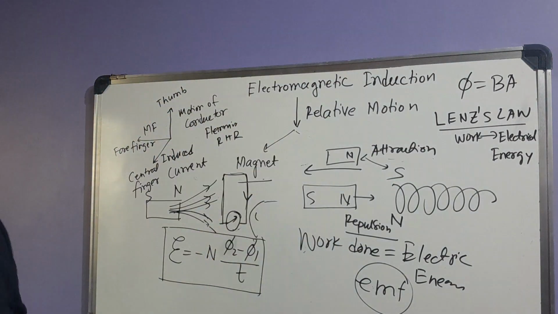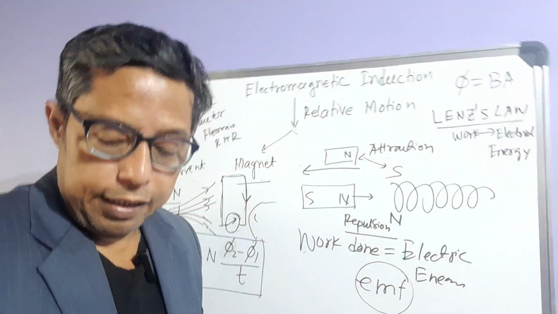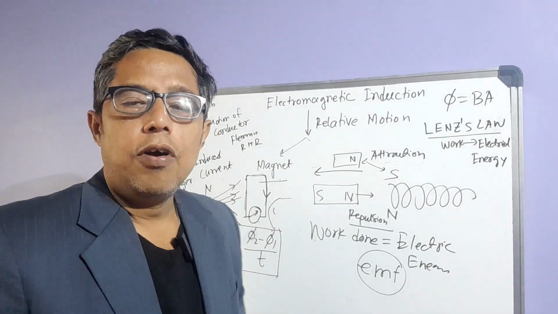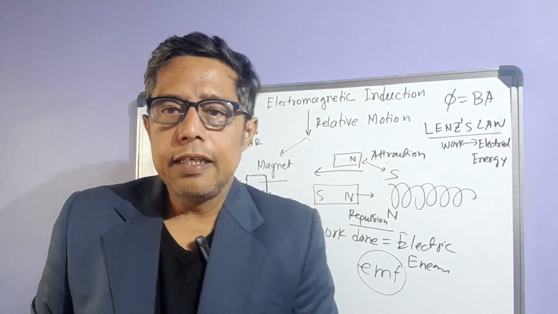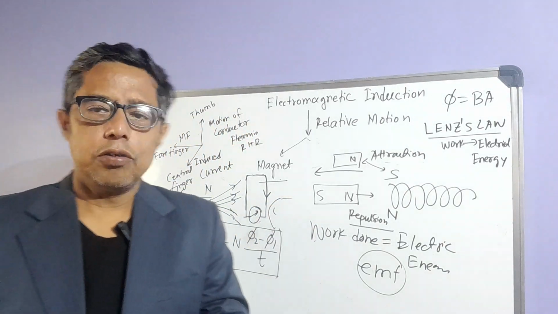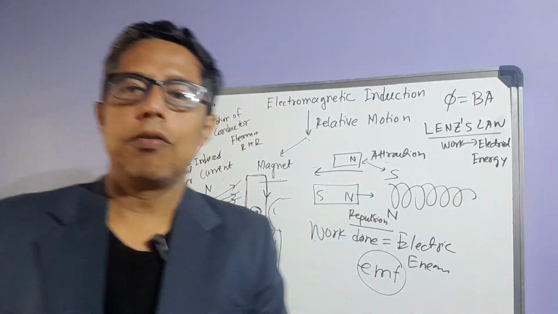So this is all about the electromagnetic induction basics, and in the next session I will explain the mechanism of the AC generator, alternating current, how the AC generator works with this principle, and also the transformer, how a transformer works.